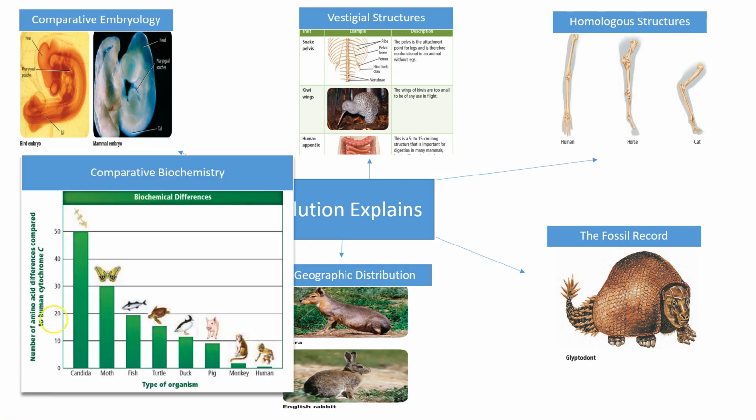We can actually look at the molecular structures inside of organisms and see that for organisms that we expect have a more recent common ancestor, their molecular structures are similar. Their proteins are actually, humans and monkeys have similar proteins, more similar proteins than humans and pigs, for example.